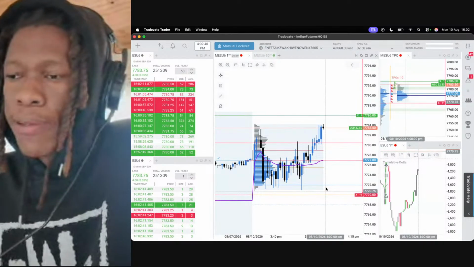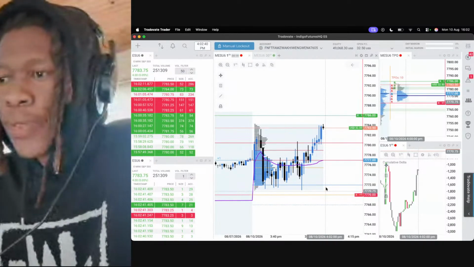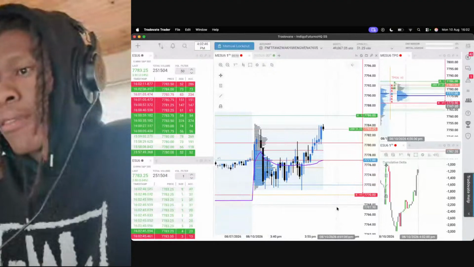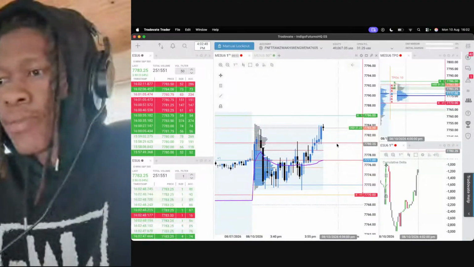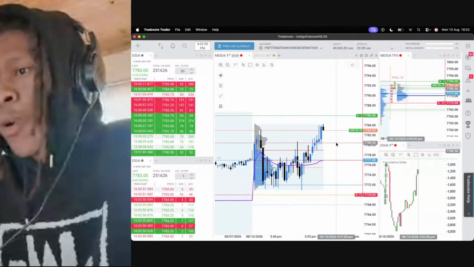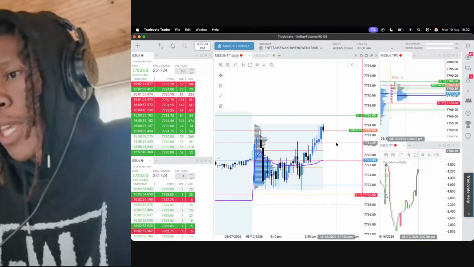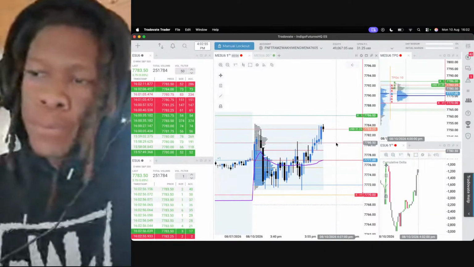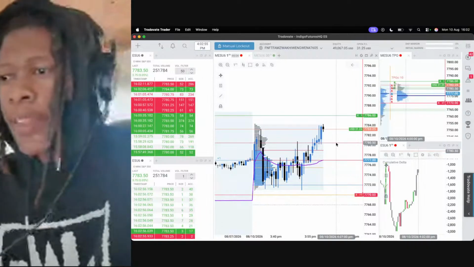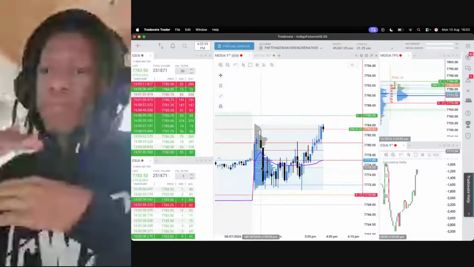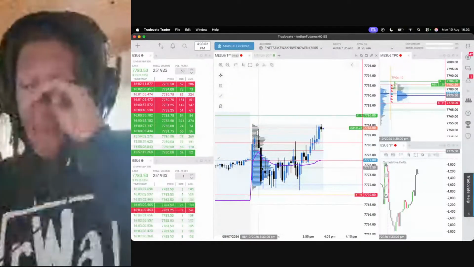We will have a reversal from overnight value. So again, it's important to see that we hold above value area high. Can we hold above value area high? We're breaking outside of the previous day's value, right?